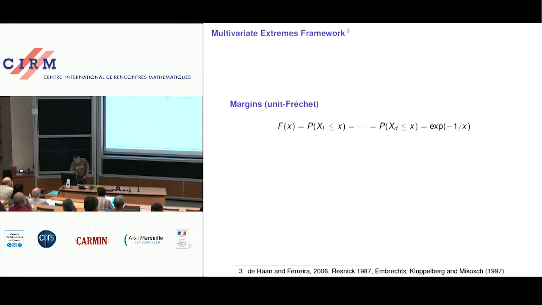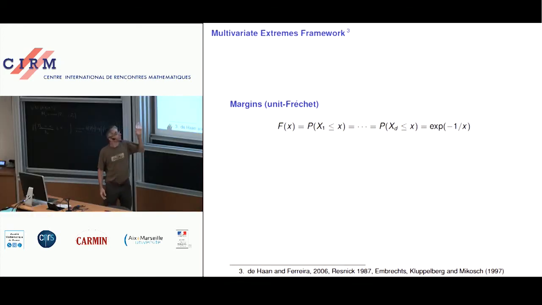And so to simplify, I'm going to use what is usually used. I'm going to assume, but it's not a restriction, it's much more to explain in a more pedagogical way, that we have unit Fréchet margins. Okay, so we assume we know the shape parameter, it's 1, and we assume that everything has been renormalized, standardized to the unit Fréchet margin, where x here is positive.